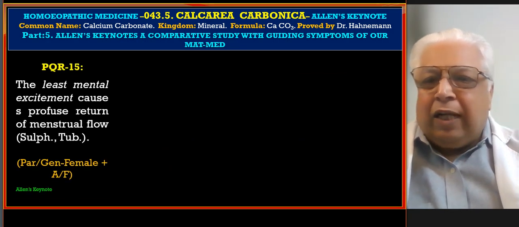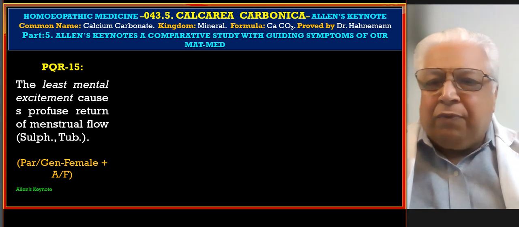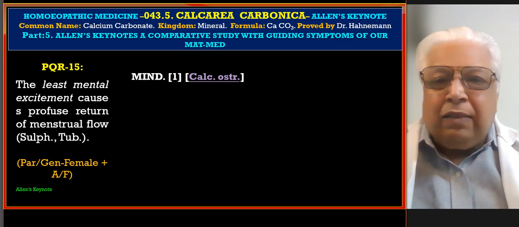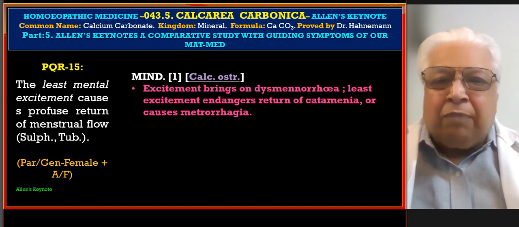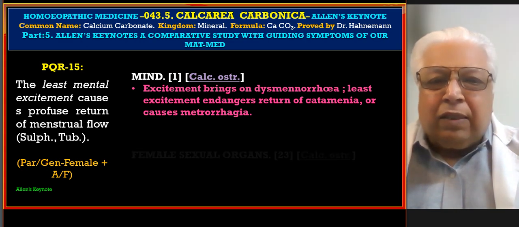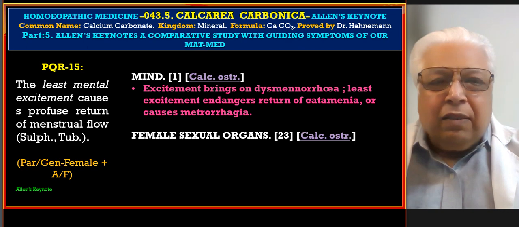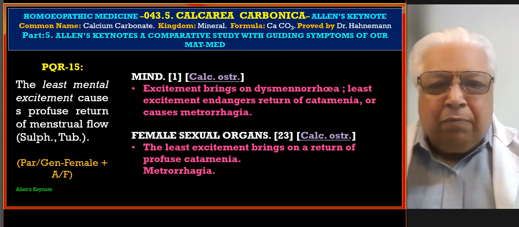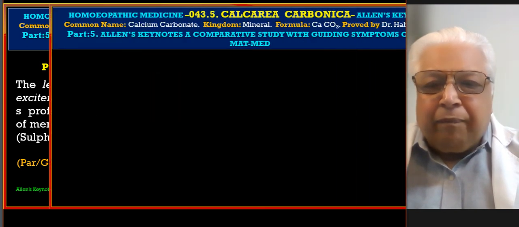The least mental excitement causes a profuse return of menstrual flow. This is a mental symptom, and we get reference in the mind section, chapter 1, we find first grade representation. Excitement brings on a dysmenorrhea. Least excitement endangers return of catamenia, causes metrorrhagia. Female sexual organs, chapter number 23, we get first grade representation here. The least excitement brings on the return of profuse menstruation, catamenia, metrorrhagia.